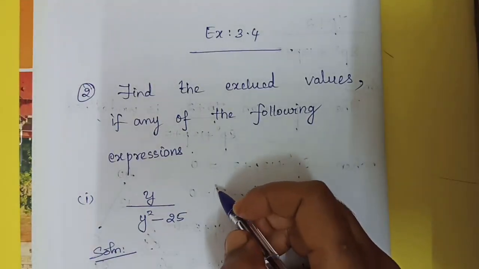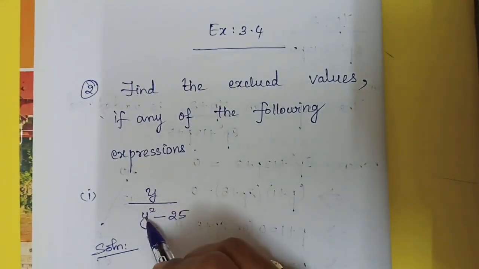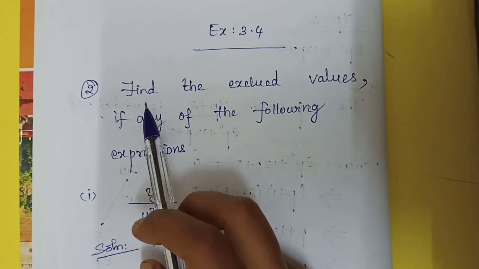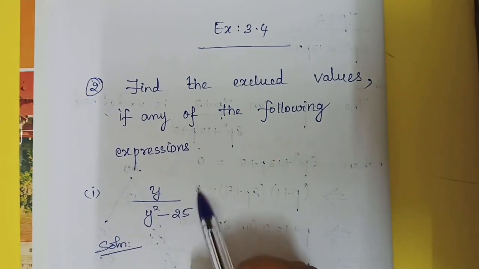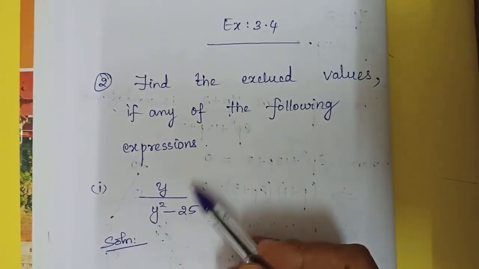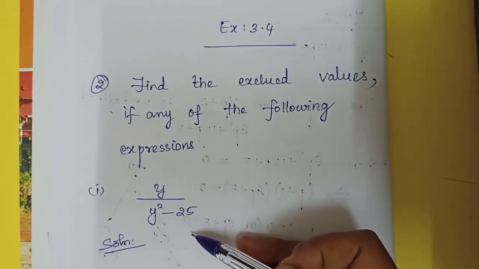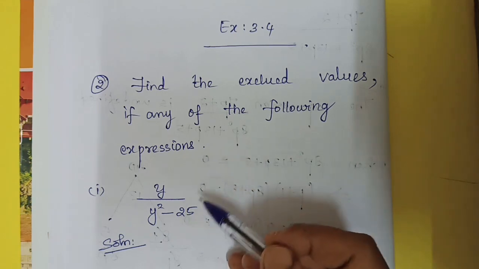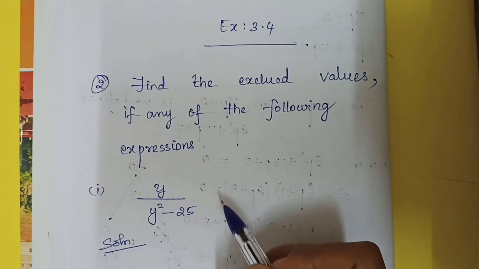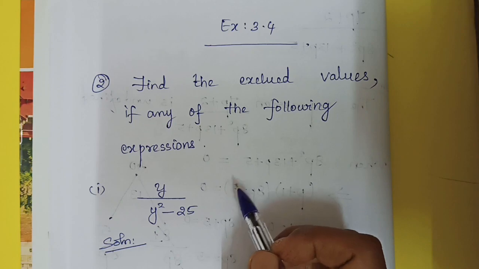Now let us move to the book exercise. Exercise 3.4, second Roman, first question. The first row is reducing into lowest form, which we already did. So here, second row and first question: find the excluded values, if any, of the following expressions. One expression they gave is y by y square minus 25. Just remind the condition: we need to put the denominator equal to 0, then we can easily find the excluded value. Shall we proceed?